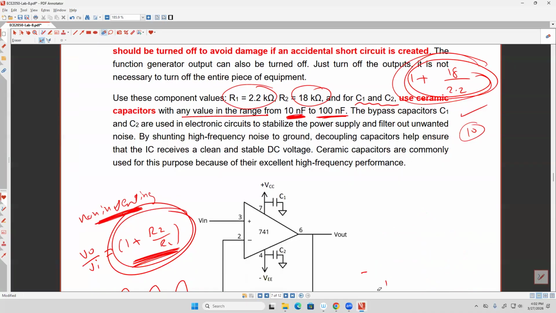I will tell you how you can verify it. Let me not calculate it, but let me give the exact value. Let me use the calculator. It is 18 divided by 2.2, and I'm going to add 1. So V output should equal 1 plus RF or R2 divided by R1, times the V input. When I did the calculation, it was 9.18 times V input. So the input has to be multiplied by this value.